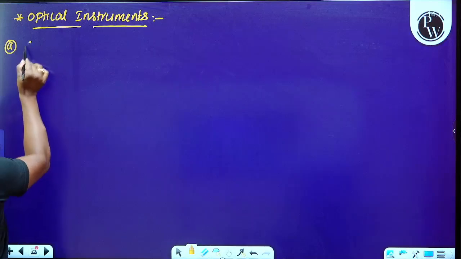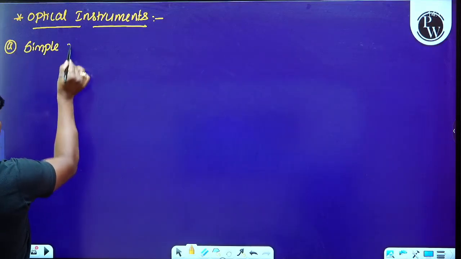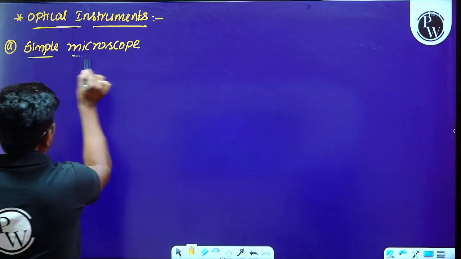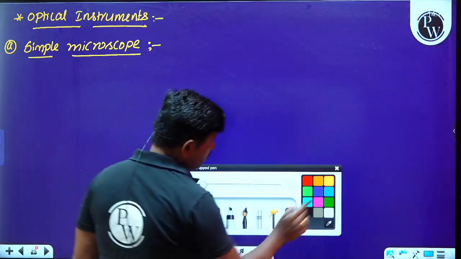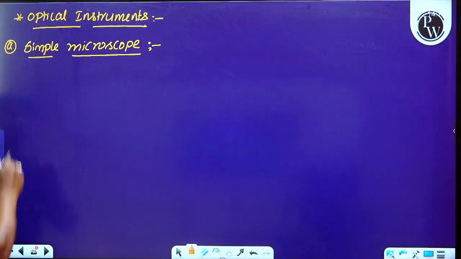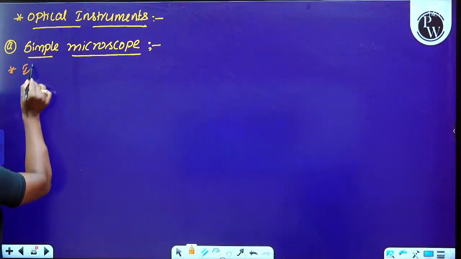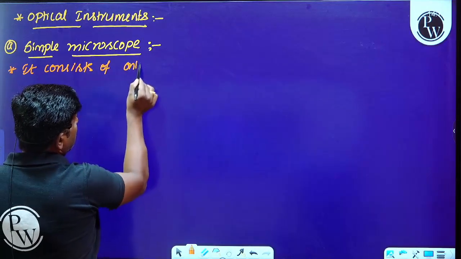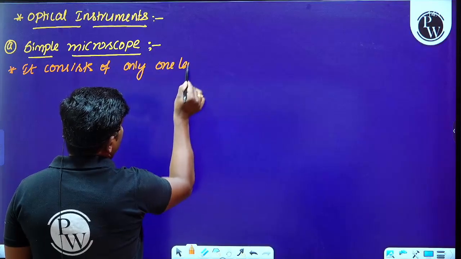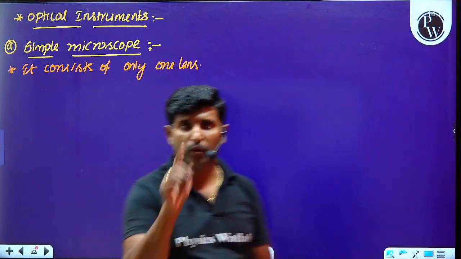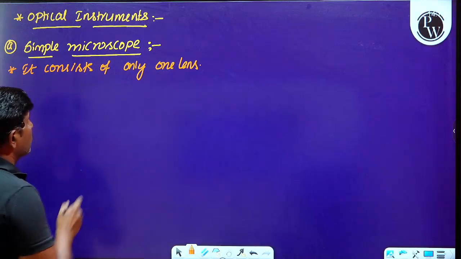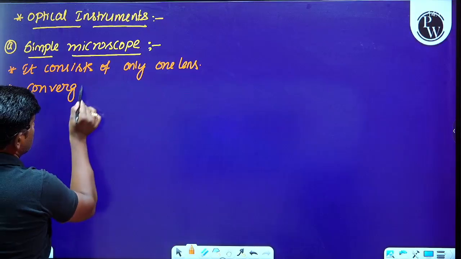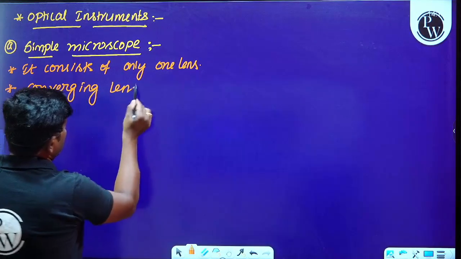Among them, the first one is the simple microscope. Please have a look here. What is a simple microscope? It consists of only one lens, and it is also called a converging lens.